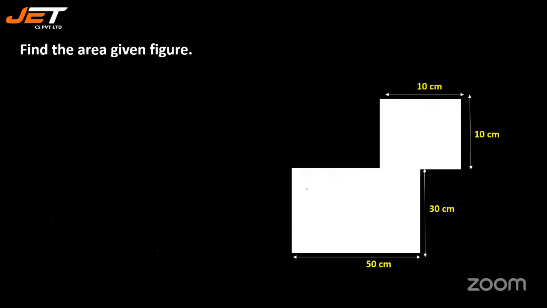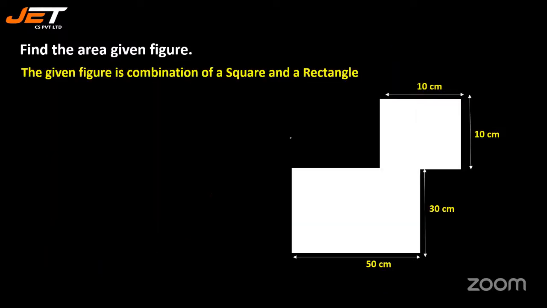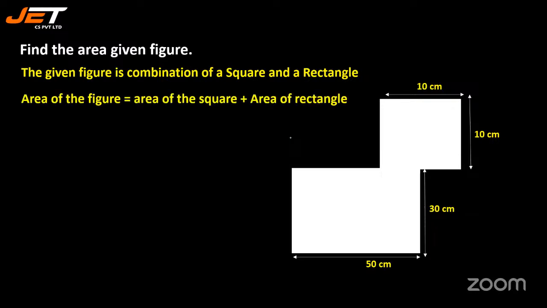Keep the rectangle in your mind, because till now we found the area of the square. So the given figure is a combination of a square and a rectangle. To find the total area, you need to add the area of the rectangle and the area of the square. So the area of the first figure, which is a square, is side times side, 10 times 10, which is equal to 100 centimeters square.